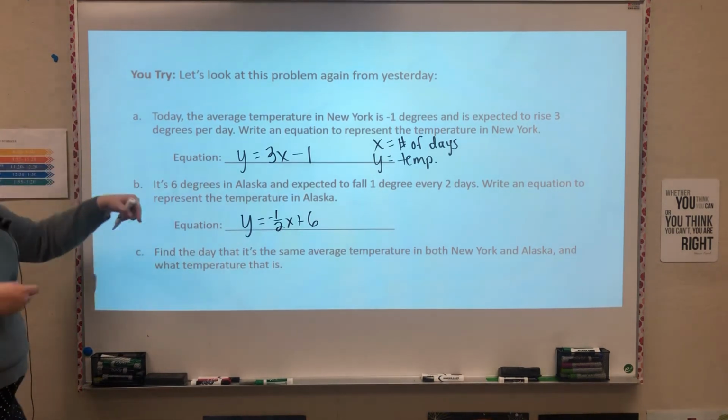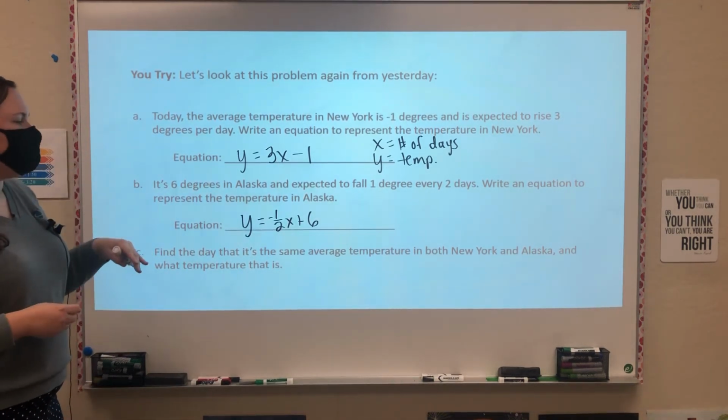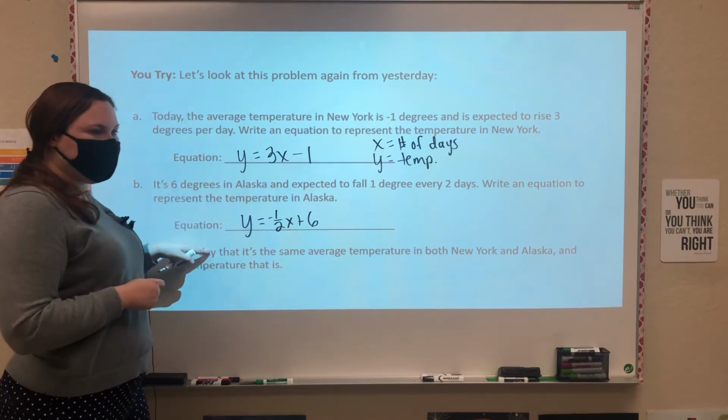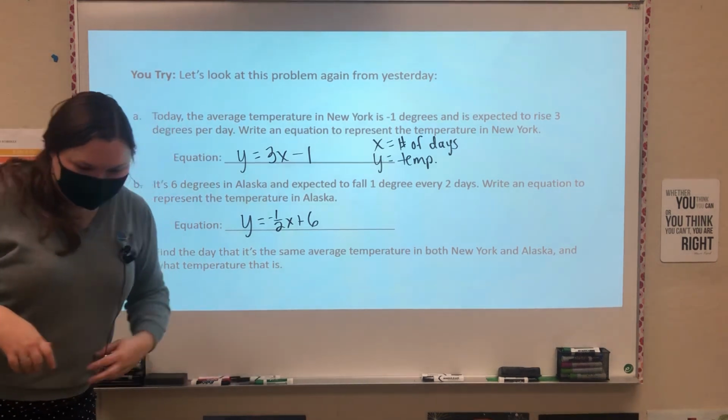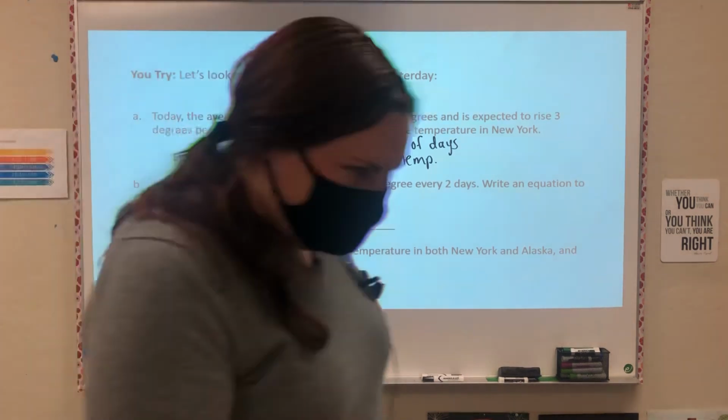So we saw these last week. We had done the equations last week. You solved this question last week by graphing. Instead of graphing, we are going to find which day it's the same average temperature using substitution now. Do you want to try on your paper? Yeah. Okay. Denise, I think you already did it, right?